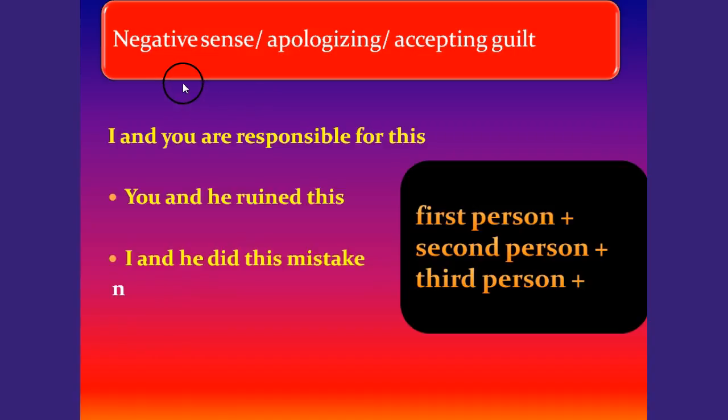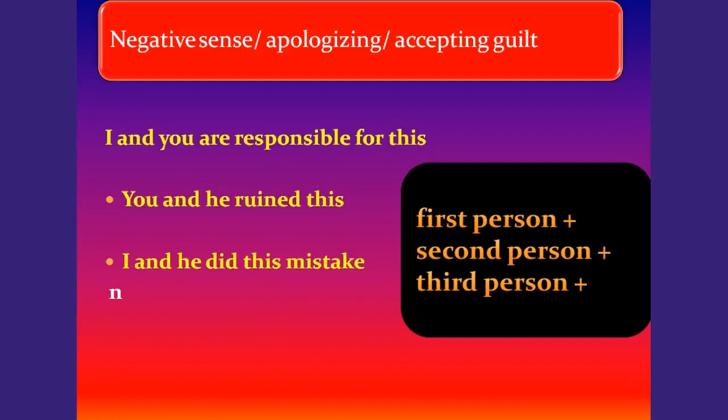While using a sentence in negative sense, or apologizing, or accepting guilt, the sequence will change to first person, then second person, then third person. Here, "I and you are responsible for this." The sentence is in negative sense. And "you and he ruined this." "I and he did this mistake." All these sentences are negative in nature, maybe apologizing, maybe accepting a guilt that is committed. "I and you are responsible for this." "You and he ruined this." "I and he did this mistake."